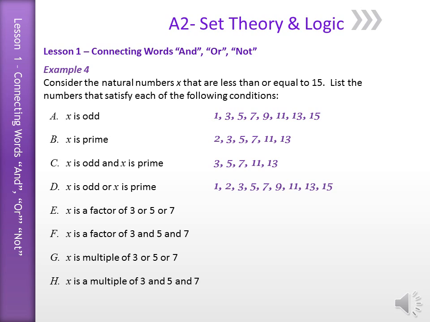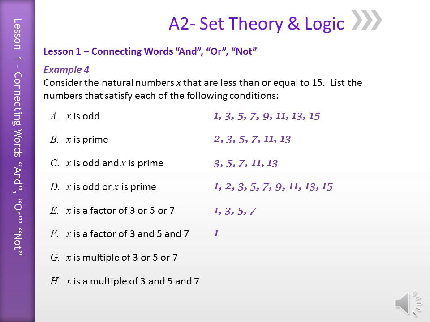E. X is a factor of 3, 5, or 7. So a factor is a number that will divide into one of those three numbers. So 1 divides into all of them, 3 divides into 3, 5 goes into 5, and 7 goes into 7. For F, however, we want a factor of 3 and 5 and 7, and the number 1 is the only one that will divide into all three.